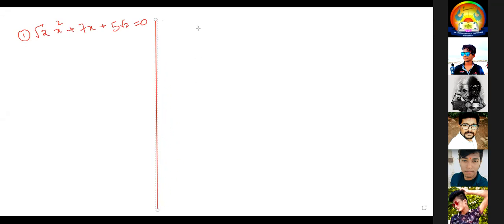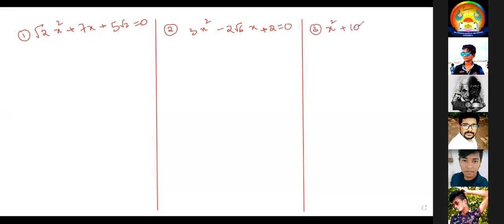And question number two is 3 x square minus 2 root 6 x plus 2 equal to 0. I know that so many very good personalities are there in the class. They can do it. If you are not able to solve, give time to me, I will solve it. Question number 3: x square plus 10x plus 2 equal to 0.